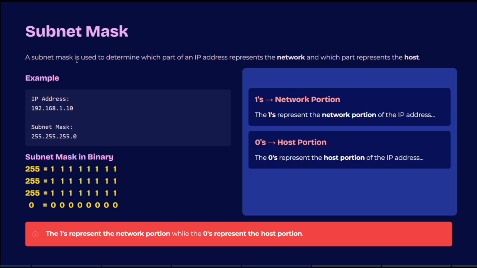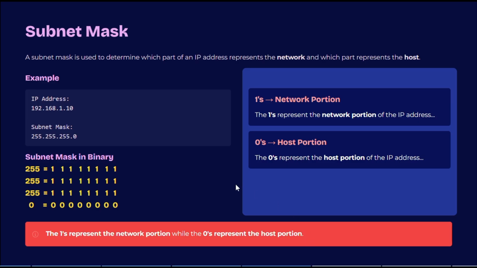A subnet mask is used to determine which part of an IP address represents the network and which part represents the host. For example, if you consider this IP address is 192.168.1.10, and the subnet mask is like this: 255.255.255.0. Now the same subnet mask in binary form will look like this: ones in the position of 255 and then zeros in the position of 0. Here the main point to understand is the ones represent the network portion, while the zeros represent the host portion.